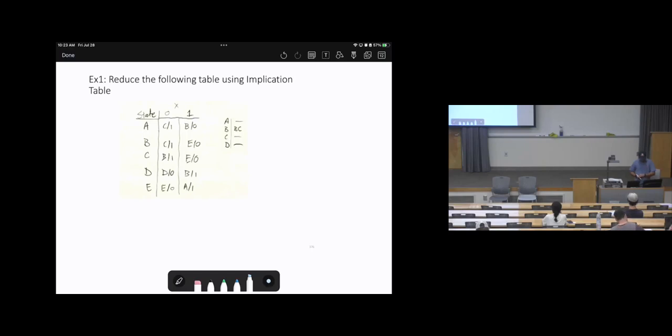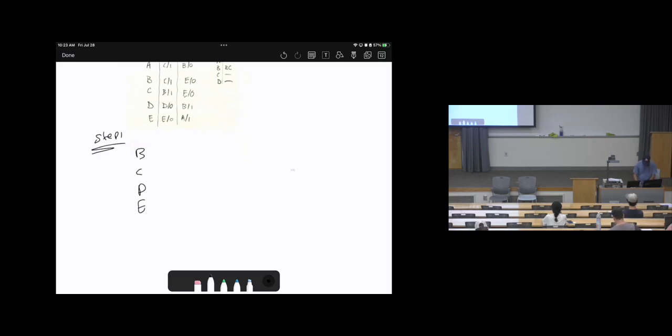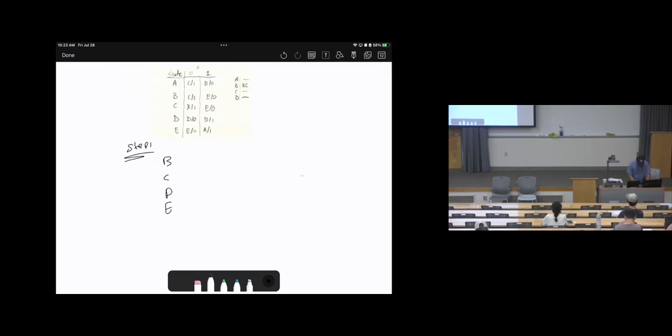Now we have states A, B, C, D, E. In order to do it, let's do the table vertically and horizontally. According to step number 1, to implement the table vertically, remove the first state, so it will be B, C, D, E. Horizontally, first remove the last state, so start from A, B, C, D. Okay? Do you agree with me? Now, let's construct the table.